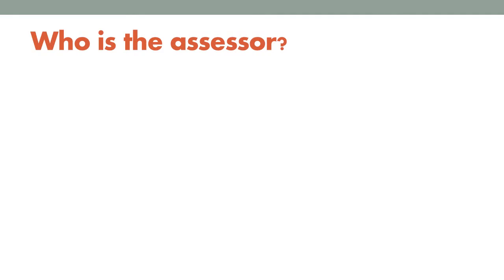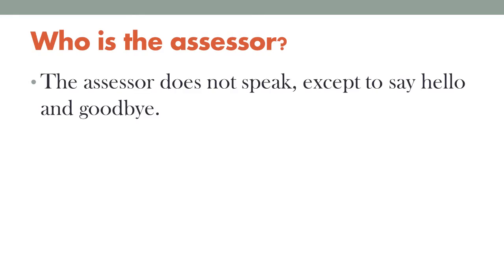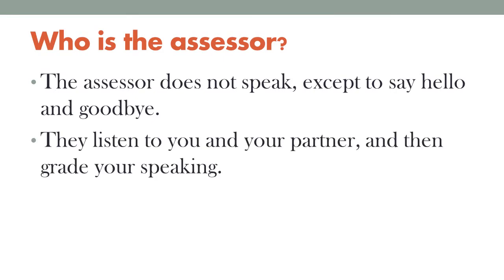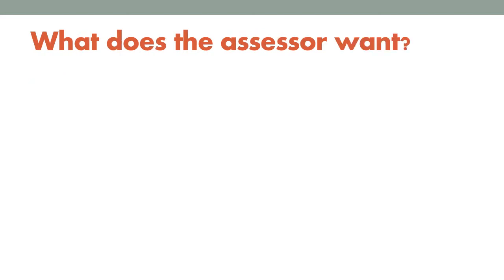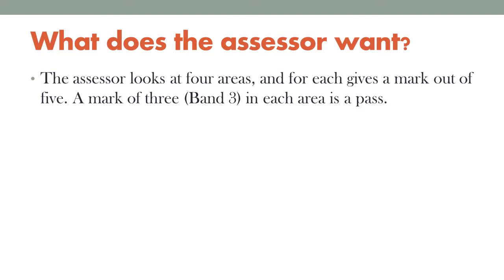What about the assessor? Well, the assessor doesn't speak to you. They say hello, they say goodbye, but that's it. Otherwise they keep silent. They listen to you and your partner and they grade your speaking. They look at a few different areas. They look at 4 areas, and for each area you need to achieve a mark of a band 3 to pass. But that's overall, and remember, for the exam as a whole, you don't need to pass every part.